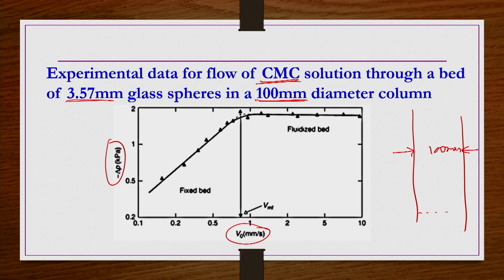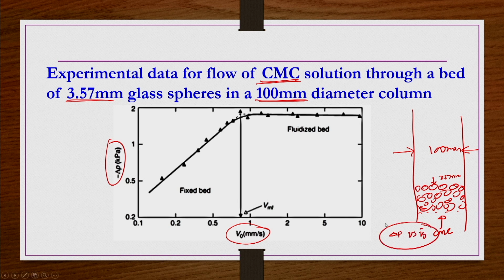In this column, at the bottom there is a perforated plate, and then these glass beads are packed to a certain initial height like this. Compact packing was done using these glass particles of 3.57 mm, and then through the bottom they allowed CMC solution to flow upward, and then experimentally they measured delta P versus V naught bar, the superficial velocity.